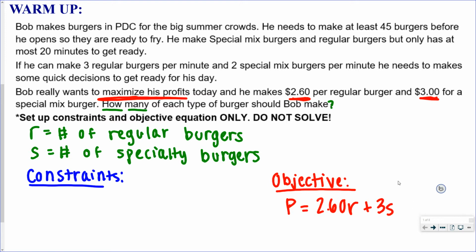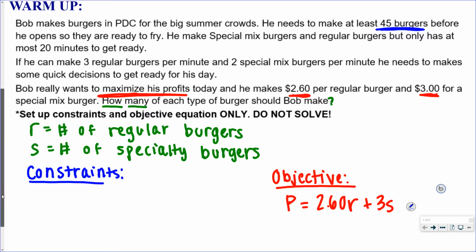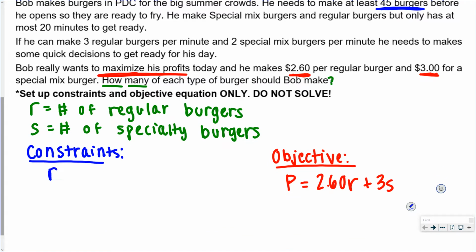All right, now the constraints here. So now I have to look at our restrictions. So I go back up into the word problem and start dissecting it as I see he needs to make at least 45 burgers. Okay, so no matter how many regular and how many specialty, I need to make a total of greater than or equal to 45. There's my first constraint.